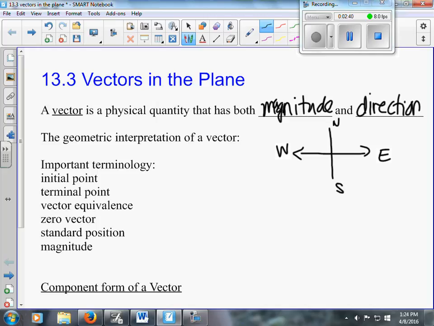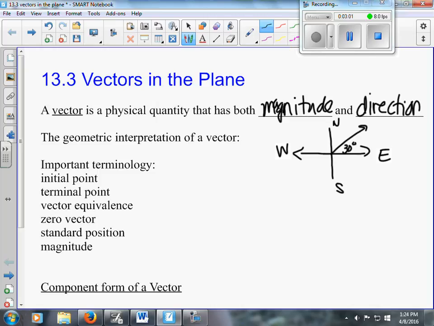Okay, and we're going to talk about vectors in lots and lots of different ways. There are lots of different ways to represent a vector, and we will talk about all of them today. And the first one is a geometric interpretation, and that is simply an arrow. There's an example of a vector.